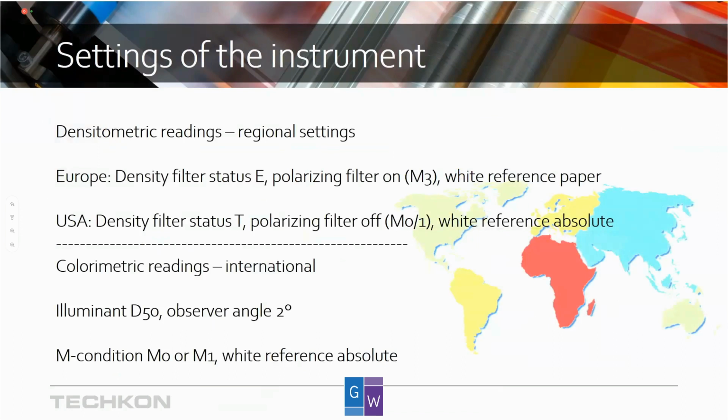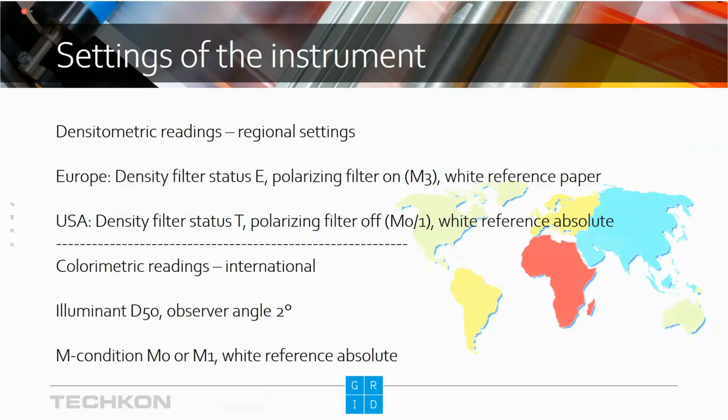For the densitometry readings, these are the density filters. So for Europe, we have a status E filter set, and we usually use a polarization filter for densitometric readings, and the white reference is paper. In the US and other parts of the world, we have a status T filter set. The polarization filter normally is turned off, and the white reference is an absolute white standard.